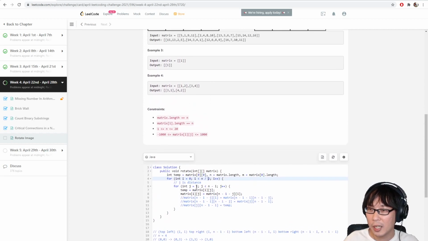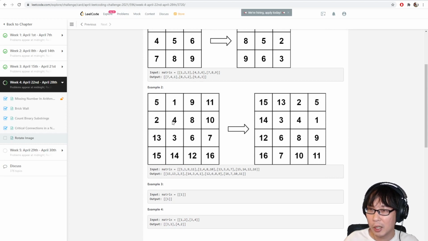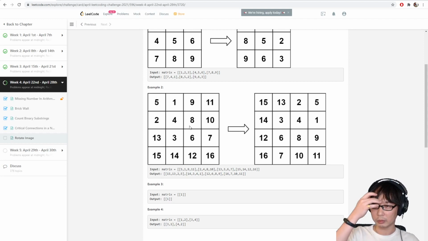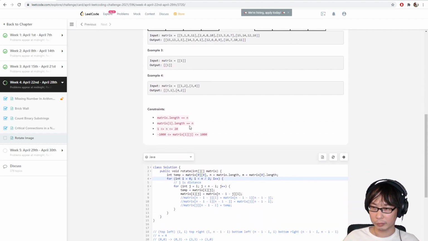So when I is 0, so J will start from 0 to n minus 1. And when I is 1, so j will start with 1 and end with 4 minus 1, which is 3, or which is 2. So this part looks correct.